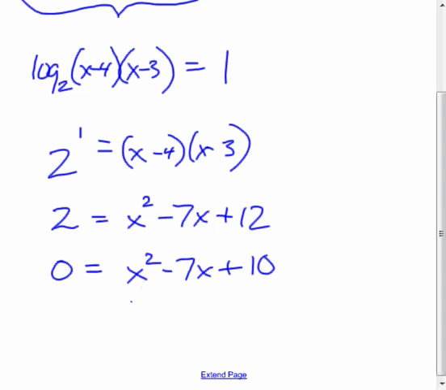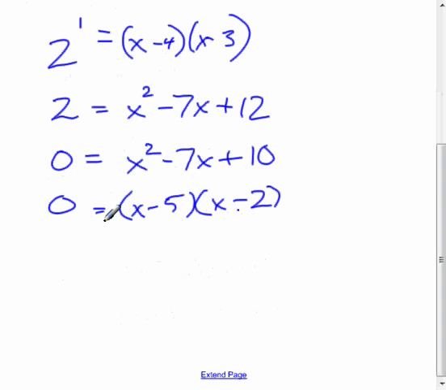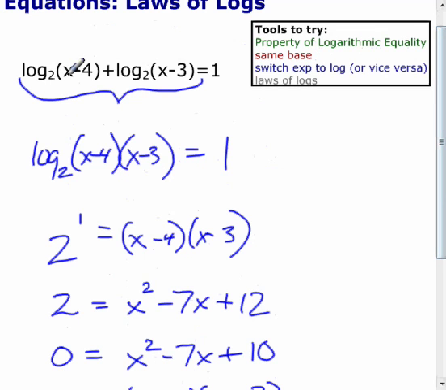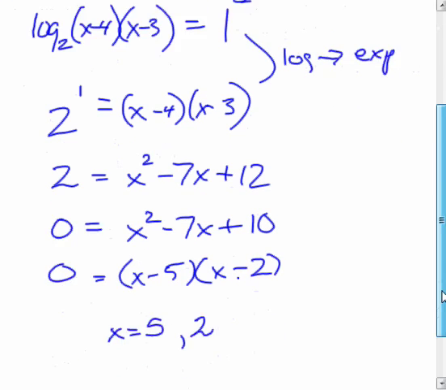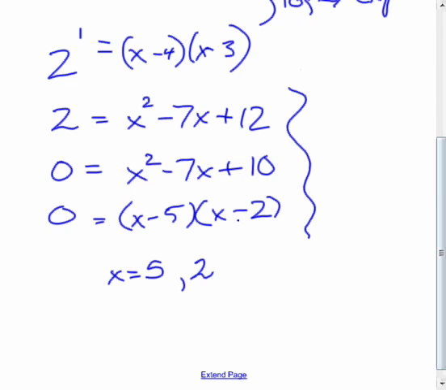I solve that with my quadratic tricks. I think I can factor this one. I think it's x minus 5, x minus 2. Will that work? x squared minus, plus, yep, is equal to 0. So in order for this equation to be true, x must be equal to 5, or x must be equal to 2. Well, that's good. That's a nice one. I used the product rule to put these together, then I switched from log form to exponential form, and then I just solved like normal algebra.